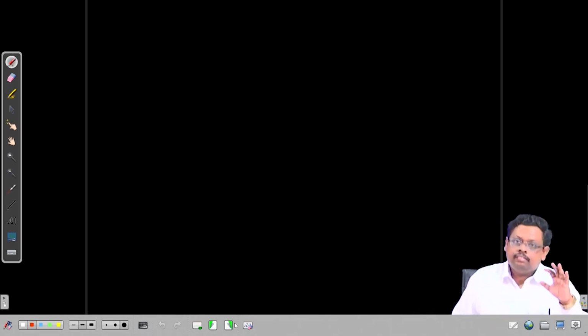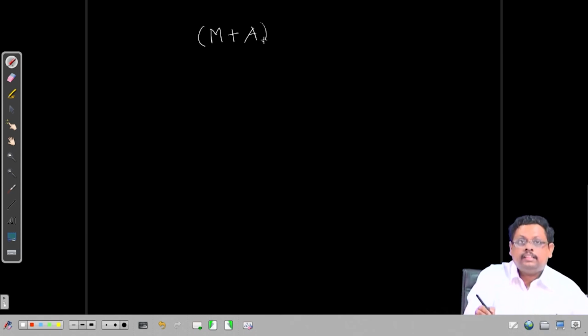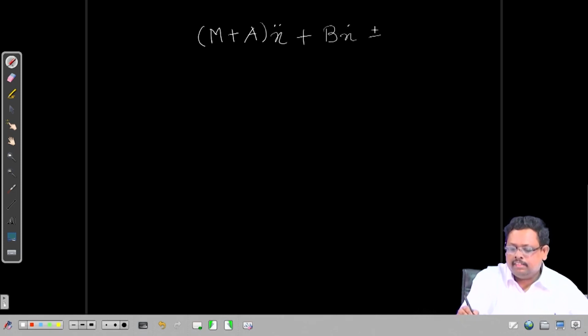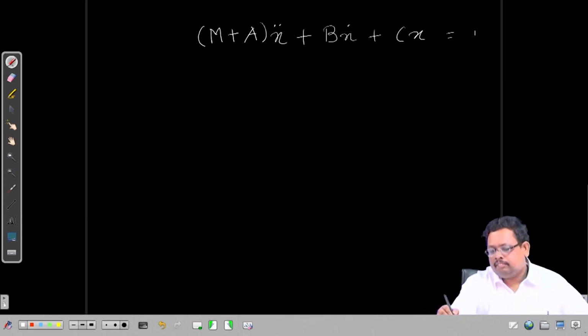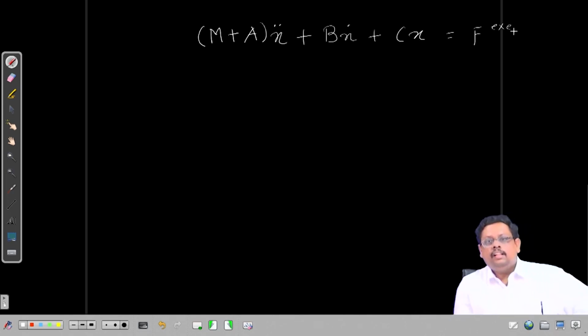In order to find that, first let us write the equation of motion and try to find out how we can guess it. So, we write (m plus a) times x double dot plus b times x dot plus c x equals F, the exciting force. So, this is the fundamental equation, right.